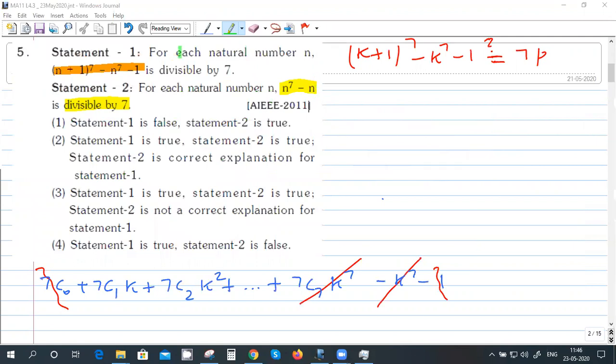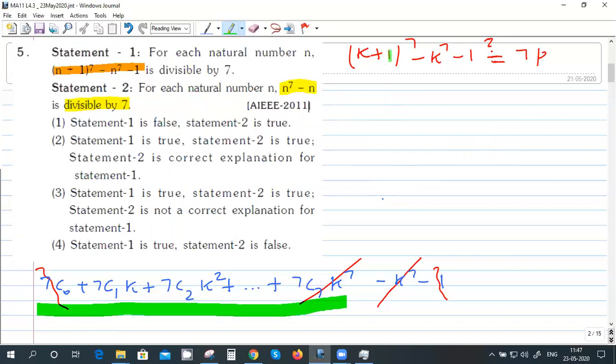So the second statement we have proved. Using that, we'll try to prove the first one. The first statement is n plus 1 raised to the power 7 minus n raised to the power 7 minus 1 is divisible by 7. So let me put n equal to k. This we have to prove. And for k plus 1 raised to the power 7, again we use the binomial expansion.